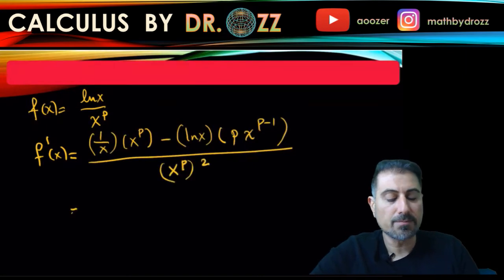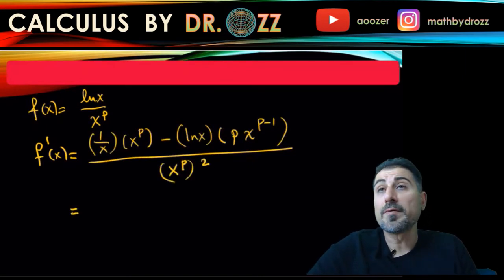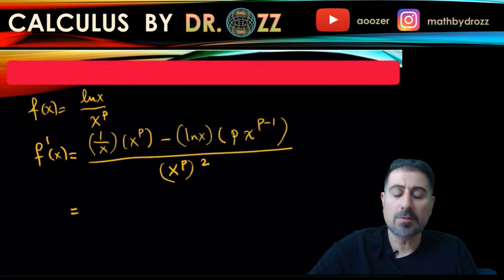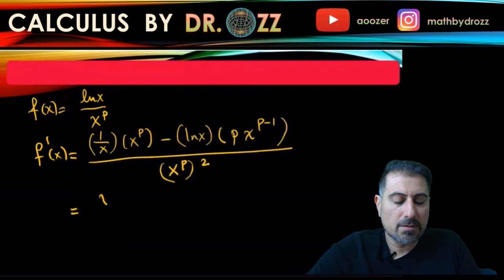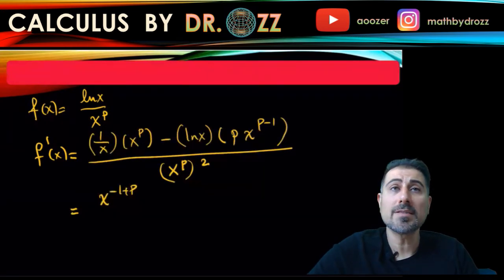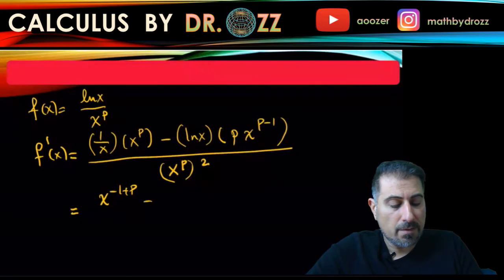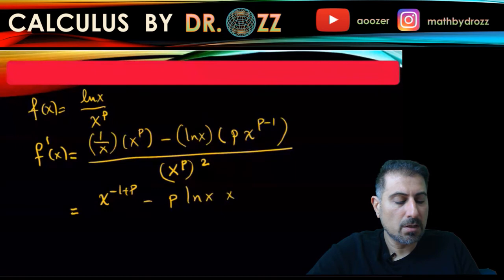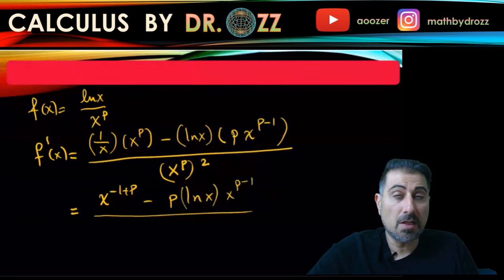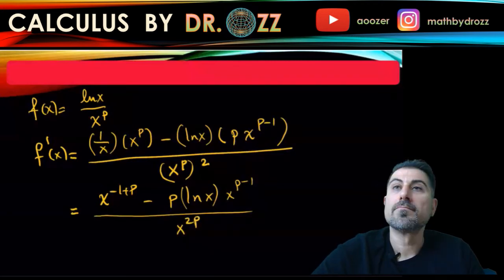Okay, let's simplify this. So 1 over x is x to the minus 1. So x to the minus 1 times x to the p is x to the minus 1 plus p, right? So we just add the exponents, right? And then I have minus p ln x, x to the power of p minus 1, and x to the p squared is x to the 2p.